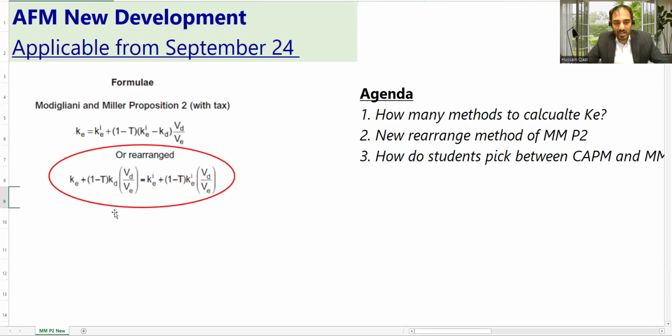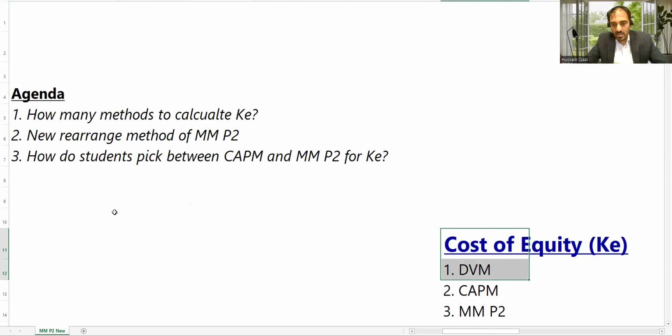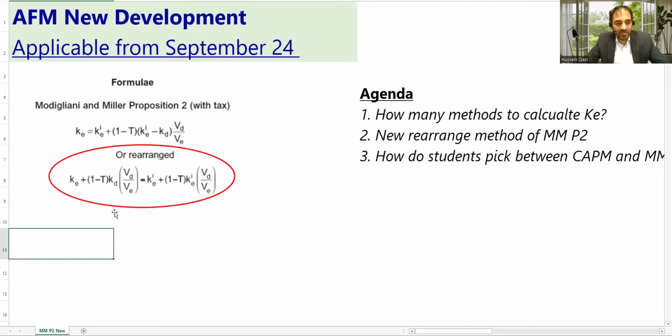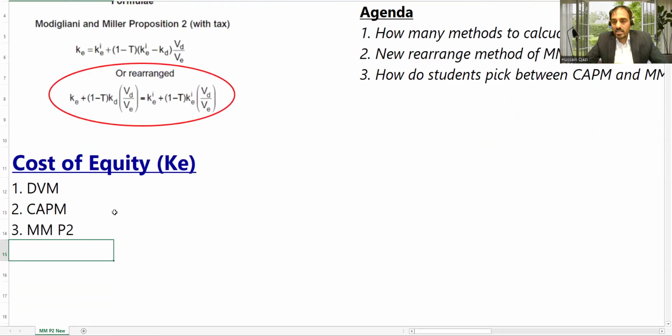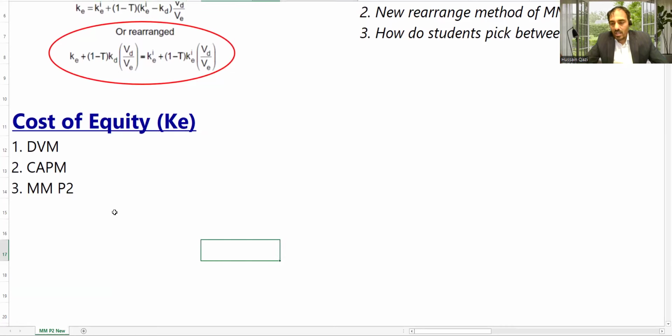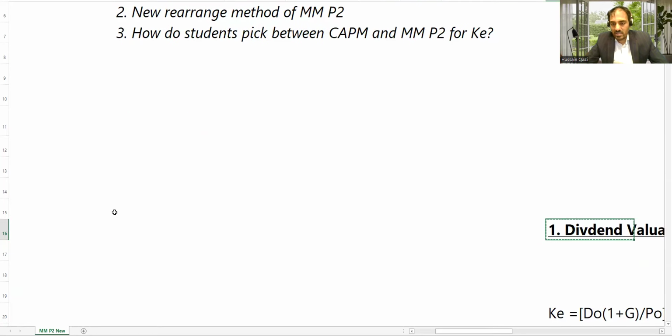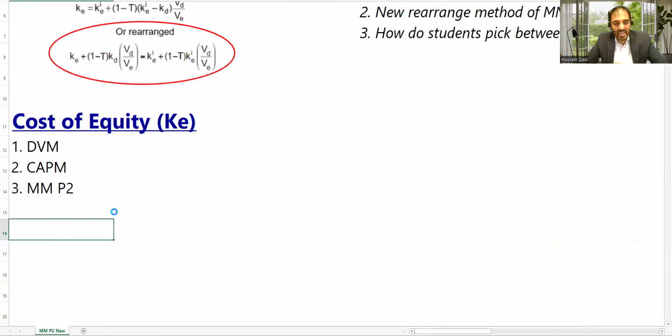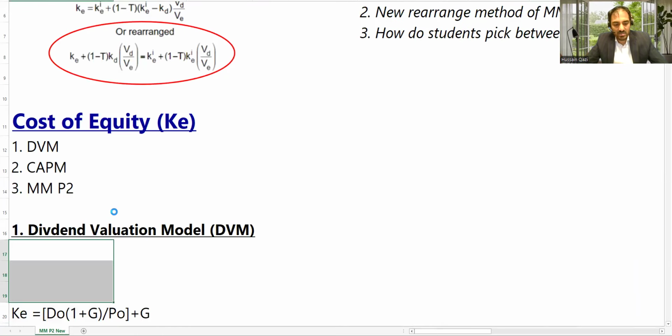So let's start quick. Cost of equity. There are 3 methodologies to calculate the cost of equity. Number 1, DVM, number 2, CAPM, number 3, Modigliani-Miller Proposition 2. One by one. Very simple. The first method to calculate K is through the dividend valuation model.